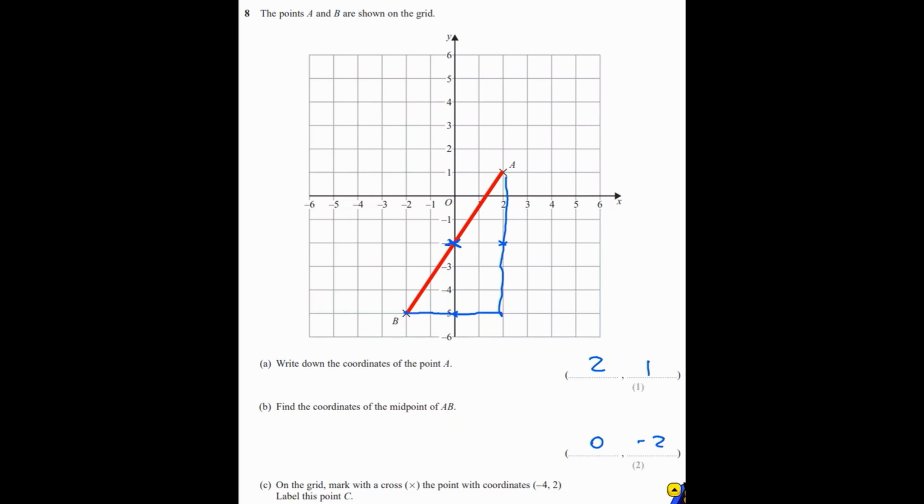It then says, part C, on the grid mark with a cross the point with coordinates -4, 2. So again, starting from the centre here, -4, we go along the x line, -1, 2, 3, 4, brings us to here, and then it's +2, so 1, 2. That gives us a point there, and it tells us we have to label that as C.